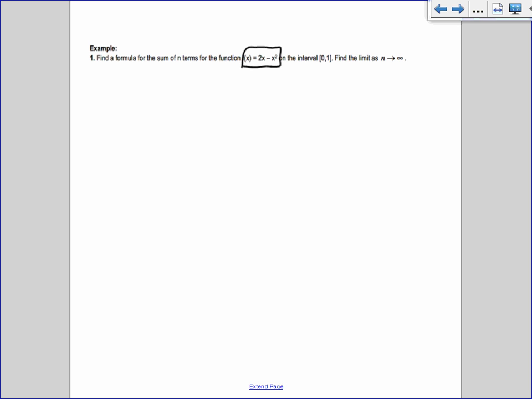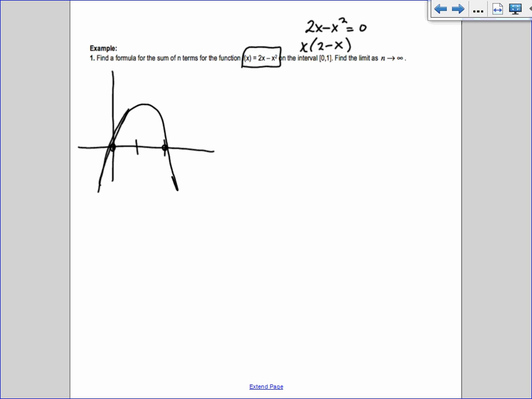So let's first think about what the graph looks like. Do you guys know what the graph looks like? If I set it equal to 0 to find where it's crossing the x-axis, it's crossing at 0 and at 2, and it's a downwards parabola. So it's looking something like this. And we're only going on the interval 0 to 1. So right here.